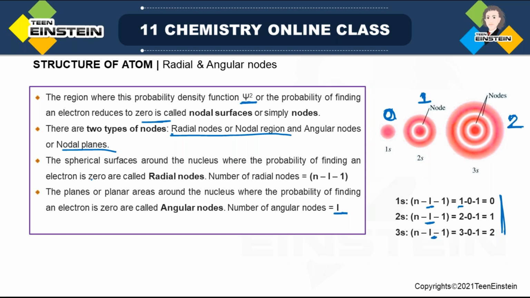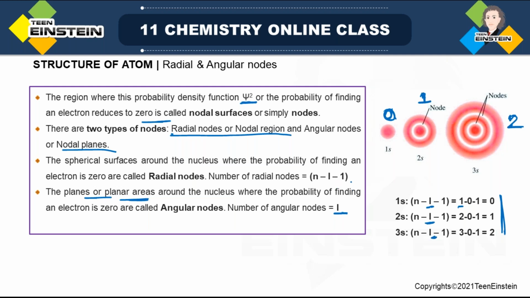An angular node is basically a plane or planar region. See the difference? A spherical surface around the nucleus where the probability of finding the electron is 0, that is a radial node. But this is actually a plane or planar region around the nucleus where the probability of finding the electron is 0. And that is an angular node, which is simply the value of the azimuthal quantum number.